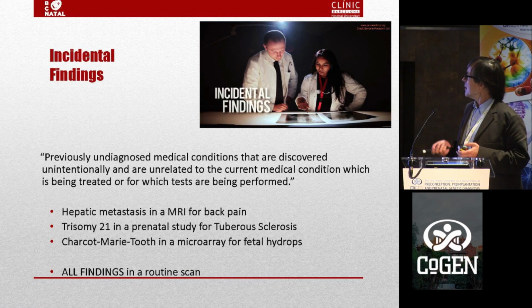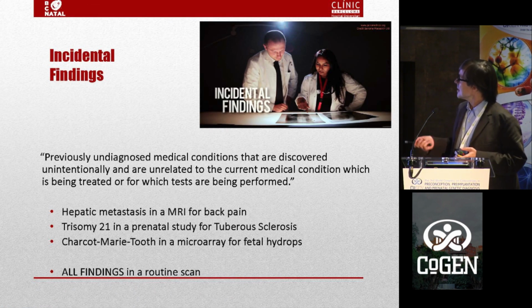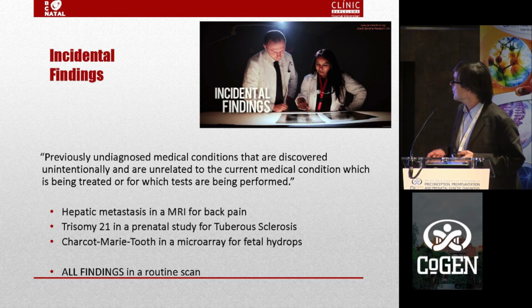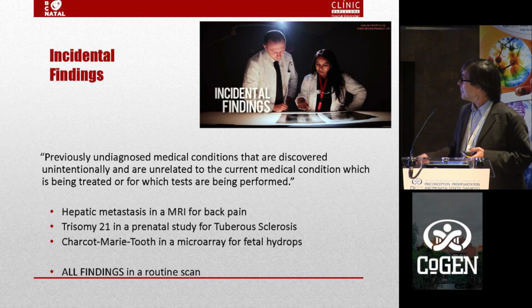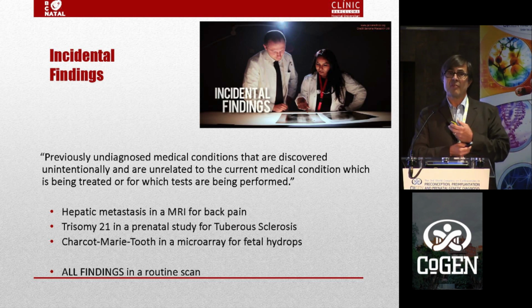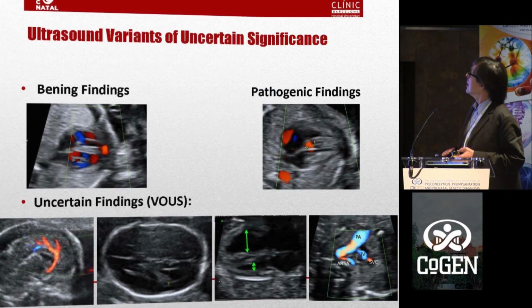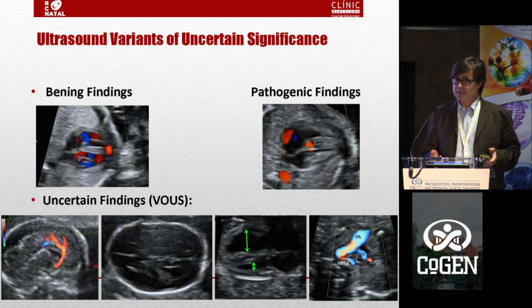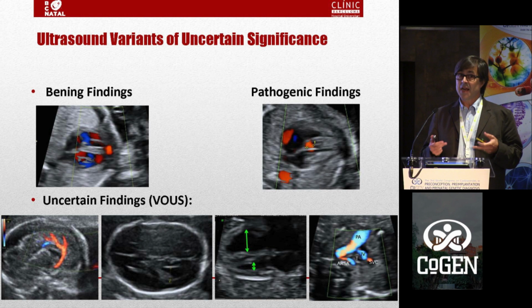Incidental findings, everyone here knows what this is. Finding or diagnosing hepatic metastasis when we are doing an MRI for back pain, finding a trisomy 21 when we do a study for tuberous sclerosis, Charcot-Marie-Tooth. But these are all findings where you are doing an ultrasound scan. We MFM doctors are dealing every year with more ultrasound findings, and pregnant women are used to that.